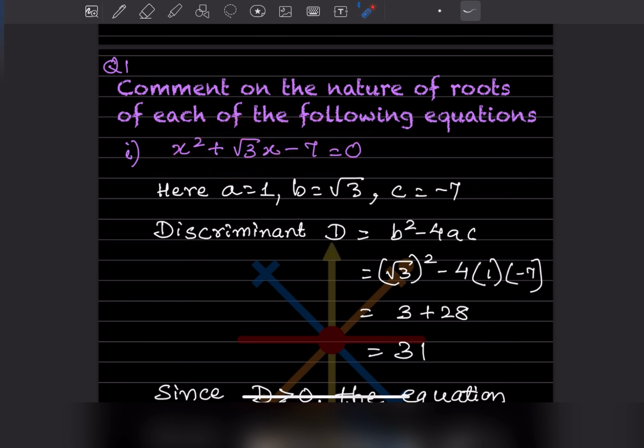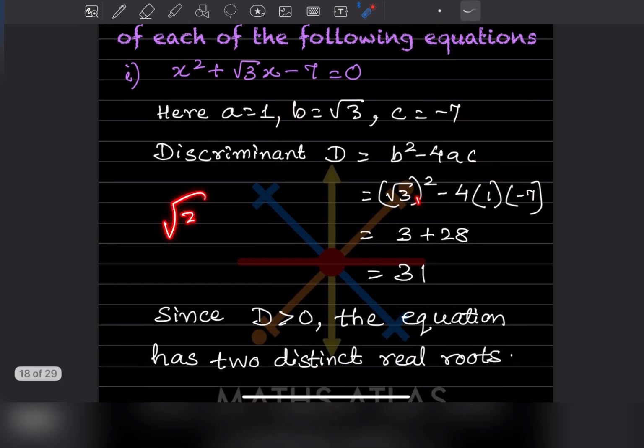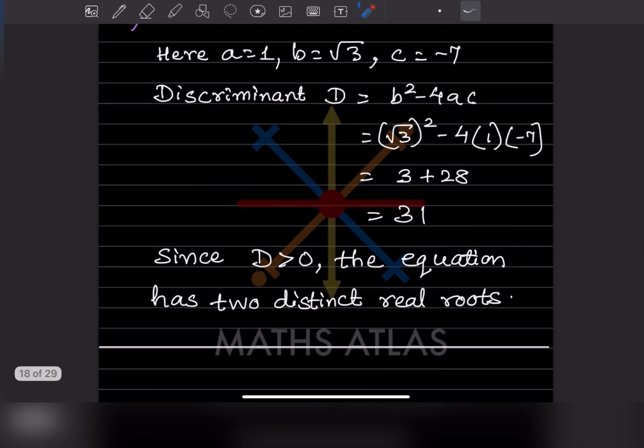And the discriminant D is b square minus 4ac. Always we have to write b square minus 4ac, that is D. Now we put the values: wherever we see b, we put root 3, whole bracket square, minus 4 as it is. A is 1 and c is minus 7. Root 3 into root 3 is root 9, that is 3. And minus and minus becomes plus, so this will be 28. So this is 31. So we can say that D is greater than 0.